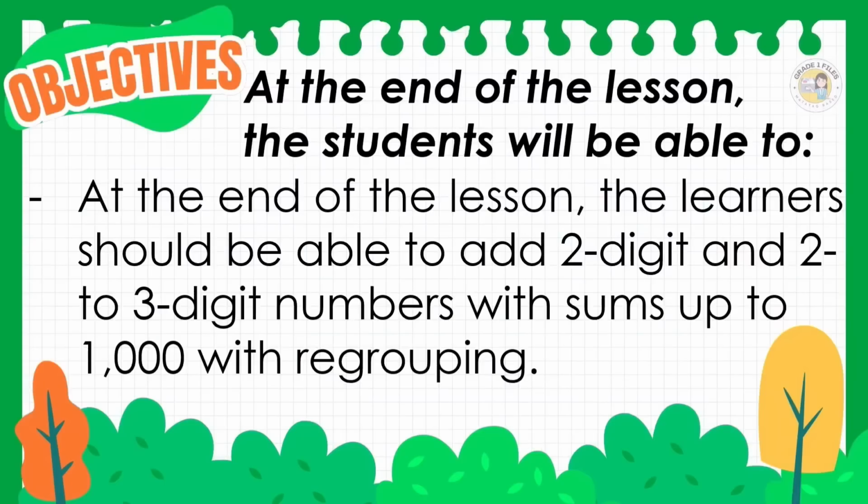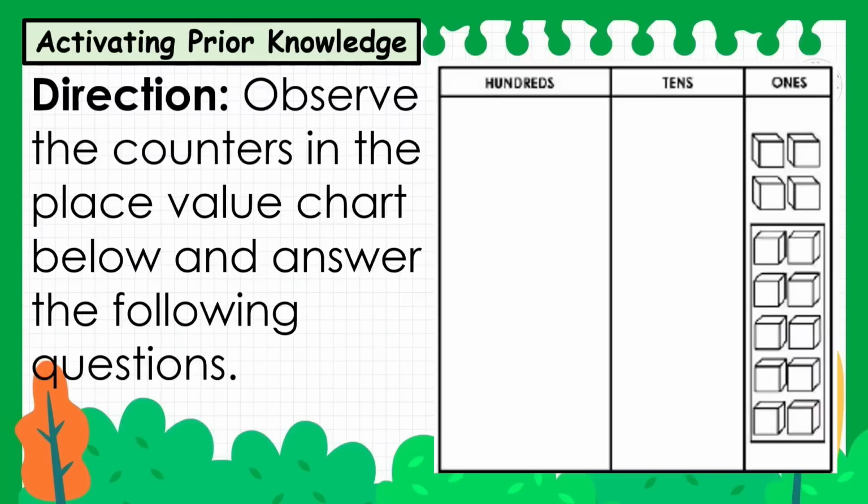Day 2. Objectives. At the end of the lesson, the learner should be able to add 2-digit and 2- to 3-digit numbers with sum up to 1,000 with regrouping. Observe the counters in the place value chart below and answer the following questions.